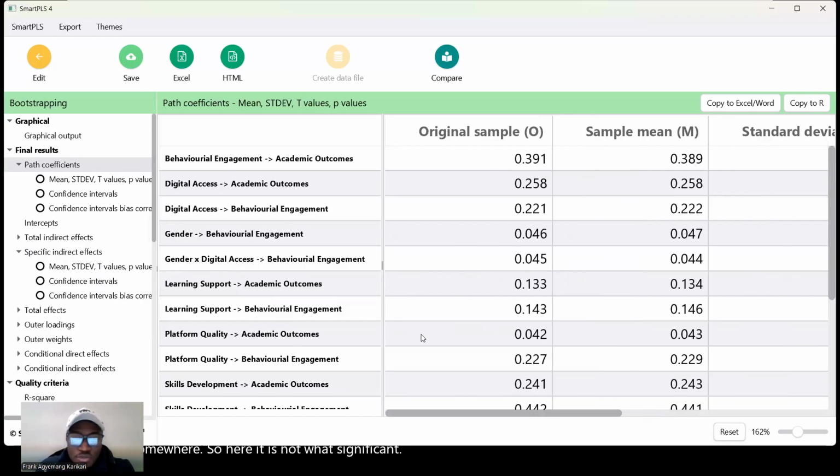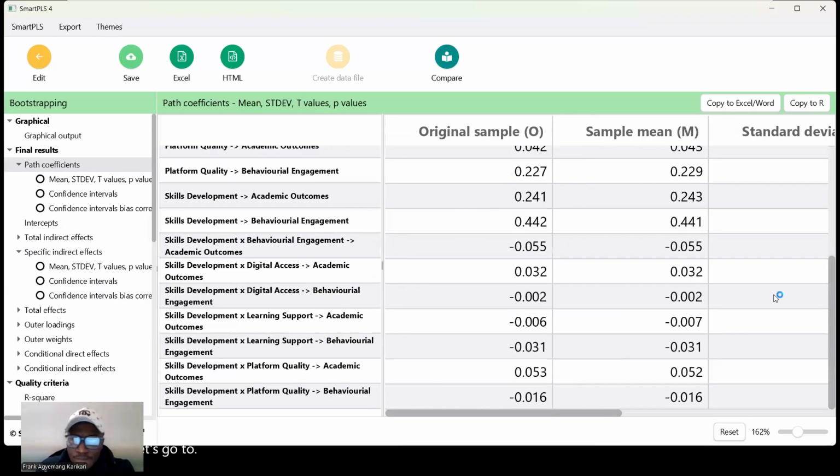Let's go to skills development moderation, which is moderating the relationship between behavioral engagement and academic outcome. So here, the beta or the original sample mean O is negative. This means that it has reversed the relationship. Do you agree with me?